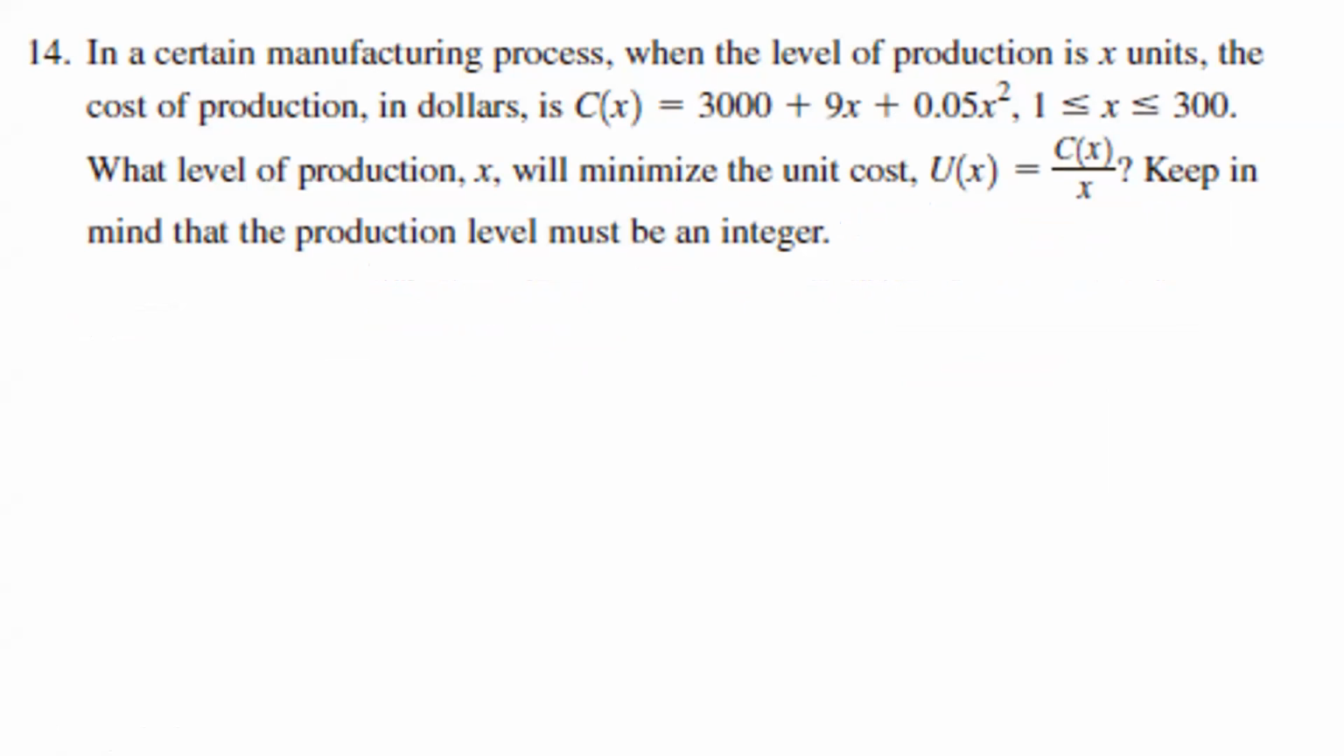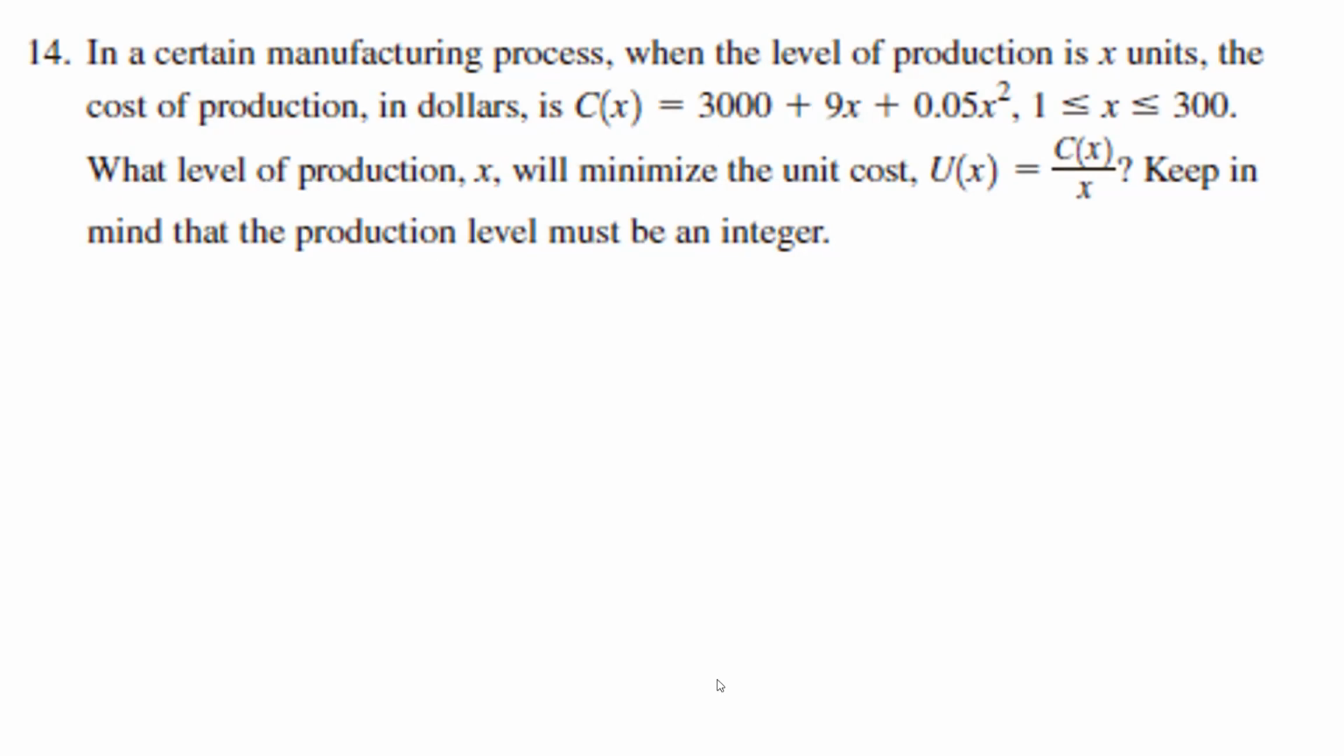I found the derivative of the equation, and then I set it equal to 0 and I got x. But x was negative 90, and it says from 1 to 300. And it says what level of production will minimize the cost using that equation. I don't know how to use that. Oh, so you have quite a lot of questions here.